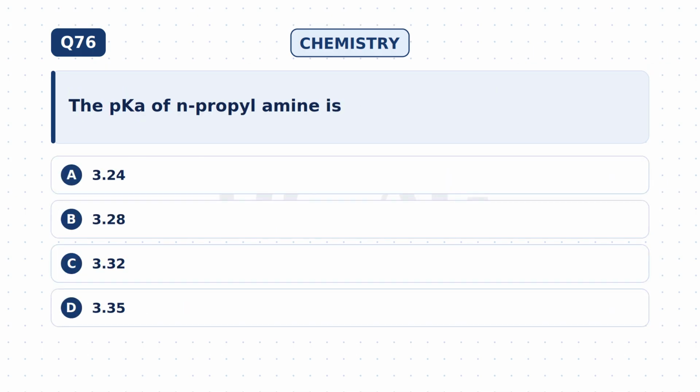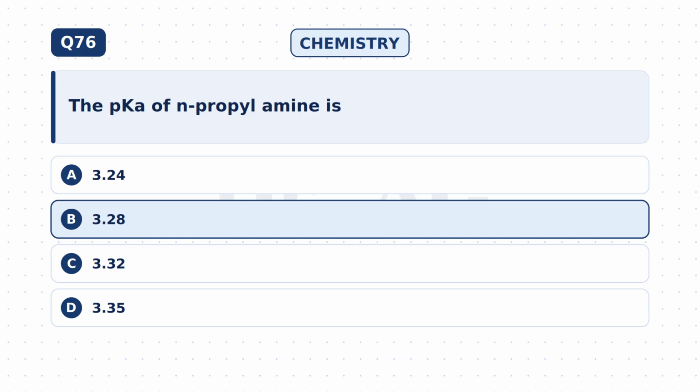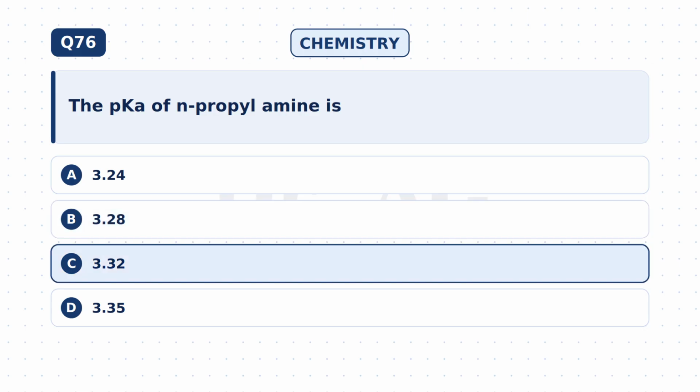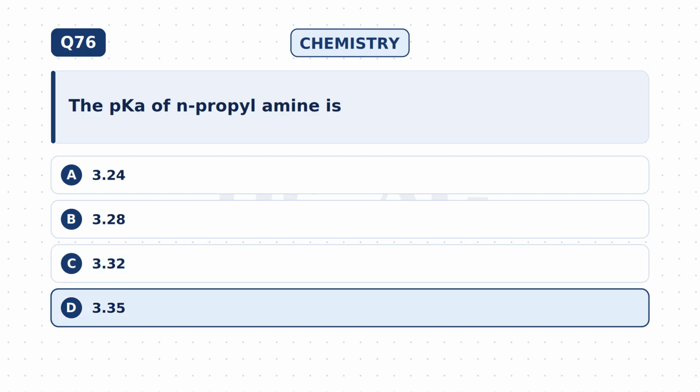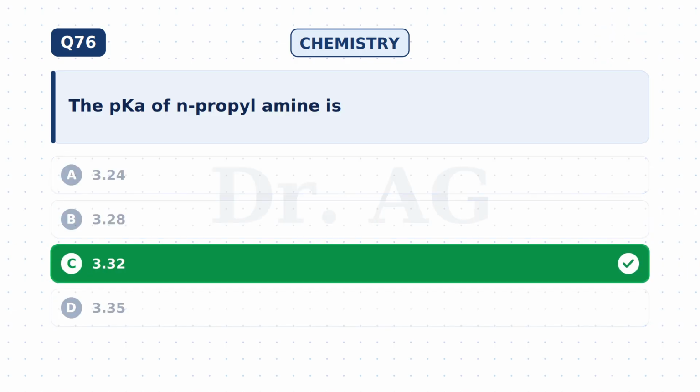Question 76. The pKb of n-propylamine is Option A, 3.24. Option B, 3.28. Option C, 3.32. Option D, 3.35. The correct answer is C, 3.32.